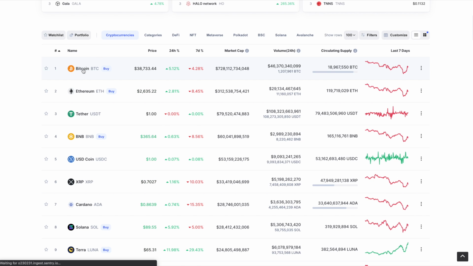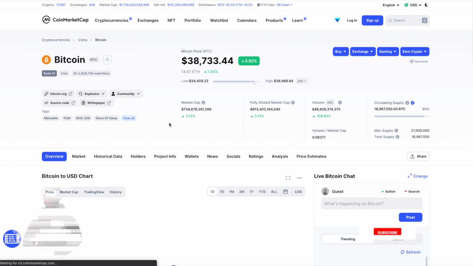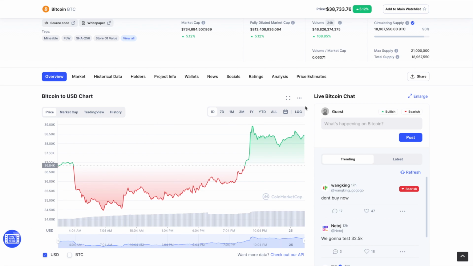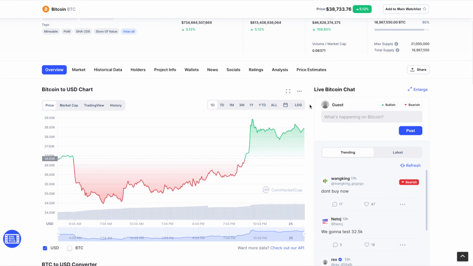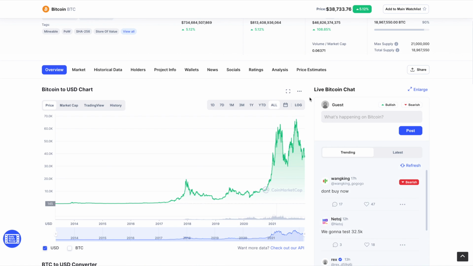So I'll start my description from there. And as you know, this website is coinmarketcap.com. You can always find coinmarketcap.com on your browser. It's a very popular web interface for crypto researchers. It has all the information you need to know about crypto assets.